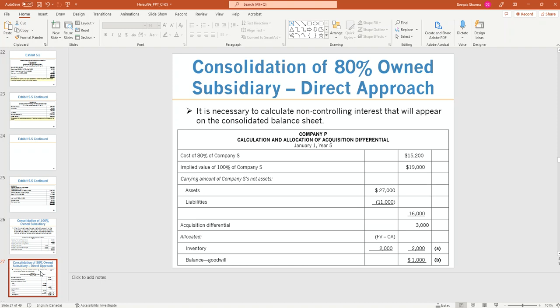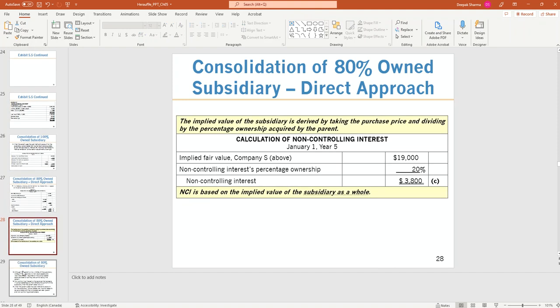So the implied value of company S is 19,000. How did we get that? 15,200 divided by 0.8 gives me an implied value of 19,000. We allocate that between the assets and find out that we have acquisition differential of 3,000. We allocate 2,000 to inventory, and the 1,000 goes to your goodwill. Then we do the NCI calculation, and we know the company value was 19,000. 20% of that belongs to NCI, so NCI is 3,800.